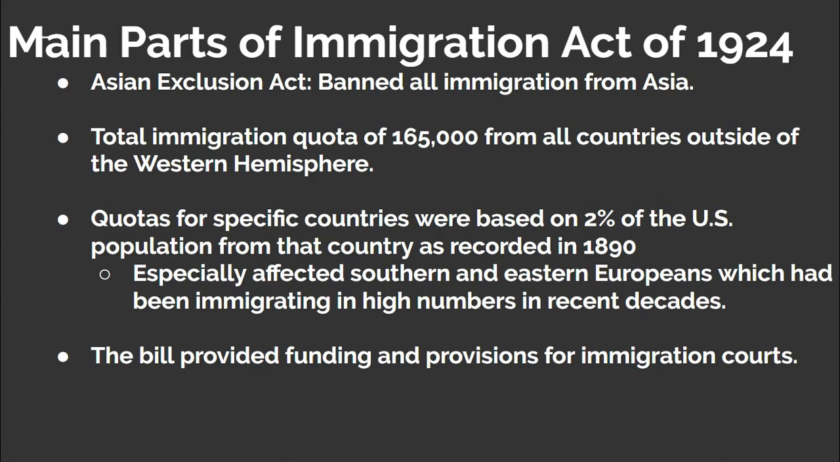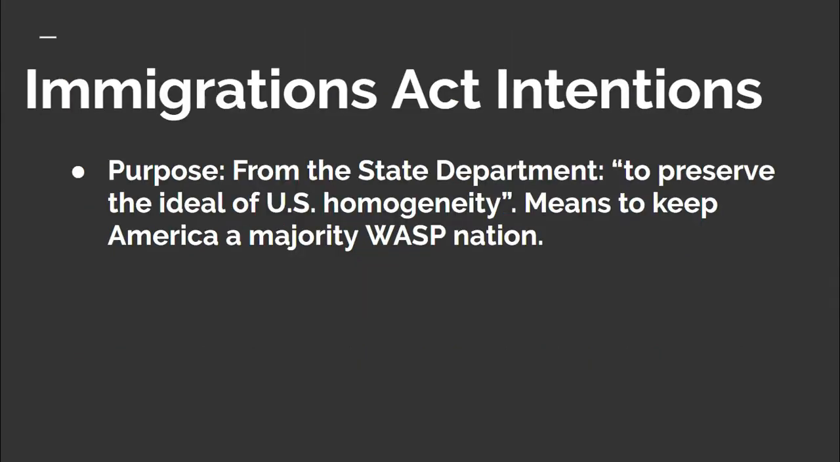One side note, this act does exclude those from the Western Hemisphere, so North and South America and the Caribbean. Finally, the bill provided funding and provisions for immigration courts to carry out the act. The overall purpose of the act is quite clear, and the State Department of the United States does not hide from it, as the department stated the intention is to, quote, preserve the ideal homogeneity, which meant to keep the U.S. white, Anglo-Saxon, and Protestant majority.